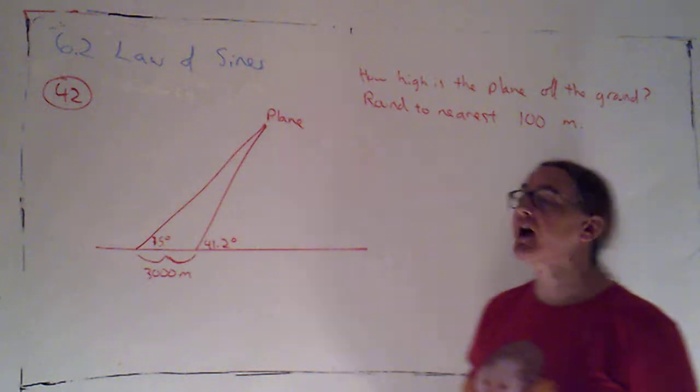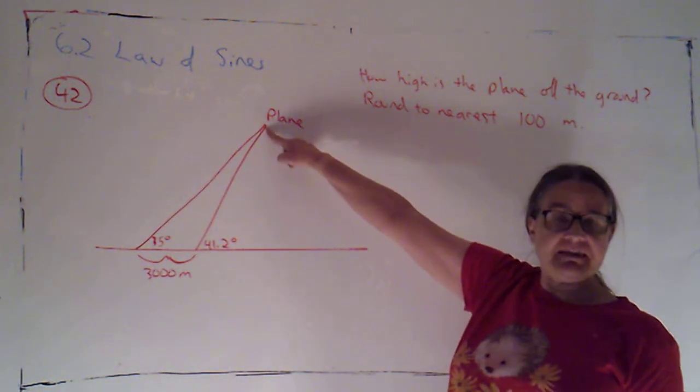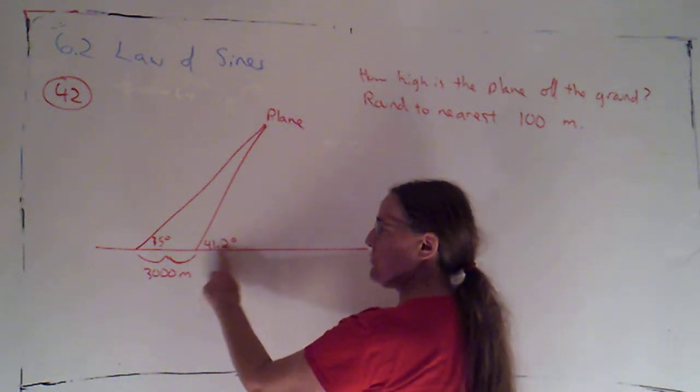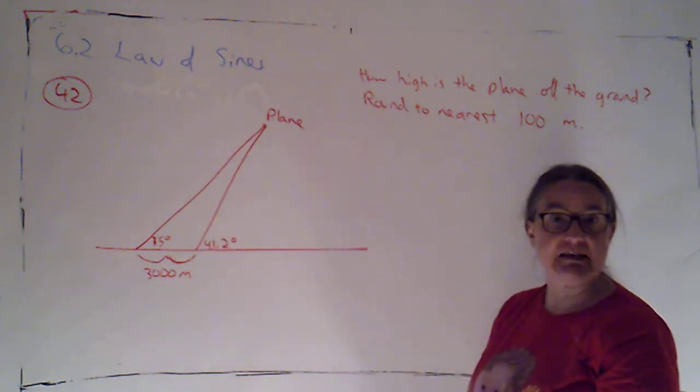I've got an application for law of sines here. I chose number 42 from our textbook. So we've got a plane up here in the air, and we're told that an observer on the ground has an angle of elevation of 41.2 degrees to look up and see the plane.